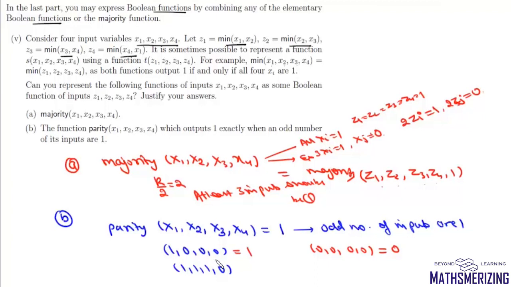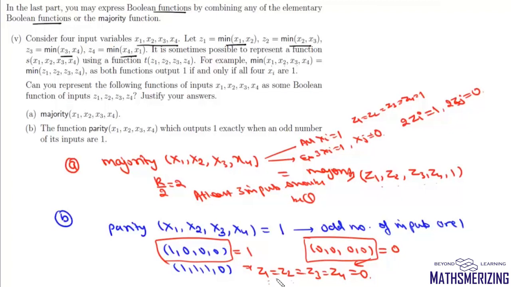Now if one of the inputs is 1 and all others are 0, then each of z1, z2, z3 and z4 will be 0. And if all the inputs are 0, then also each of z1, z2, z3 and z4 is equal to 0. So it is not possible to distinguish these two cases in terms of z1, z2, z3 and z4, and therefore there cannot be any function of z1, z2, z3, z4 that can be equated to this parity function of x1, x2, x3 and x4. So here the answer is no.